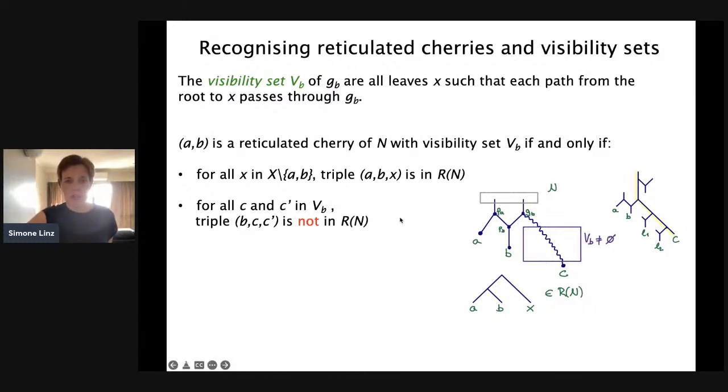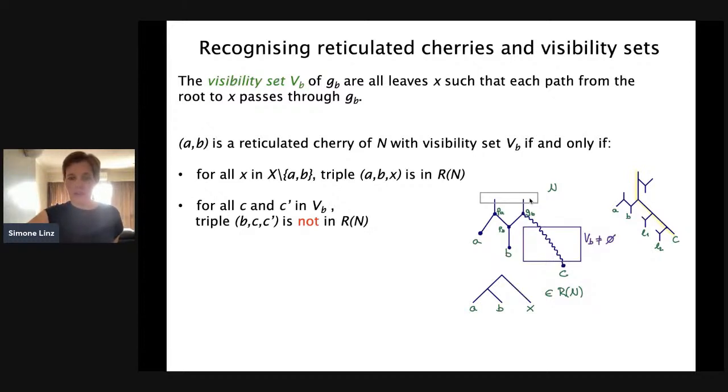So the first condition is that for all elements X that are not equal to A and B, it could be an element in the gray box over here, or it could be an element in the purple box. For all those elements, we know that AB|X must be a triple in R of N, because we can always pick up A and B by using this edge, and then everything else is basically the third element in any triple. So for every element X, we always want to see the triple AB|X in R of N.